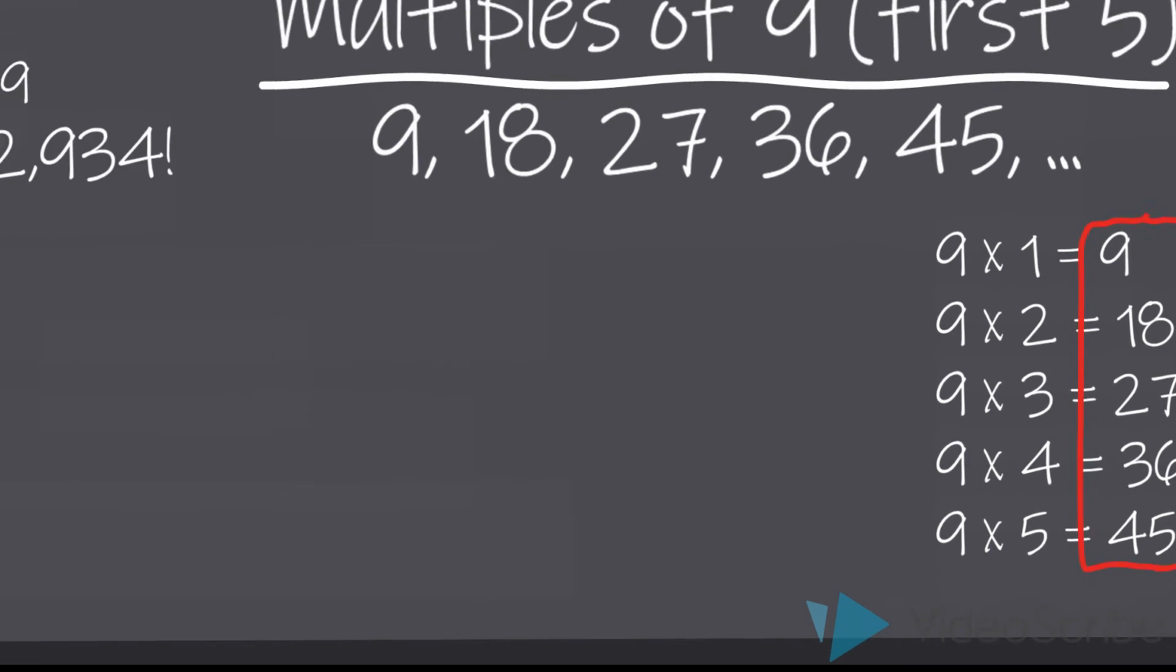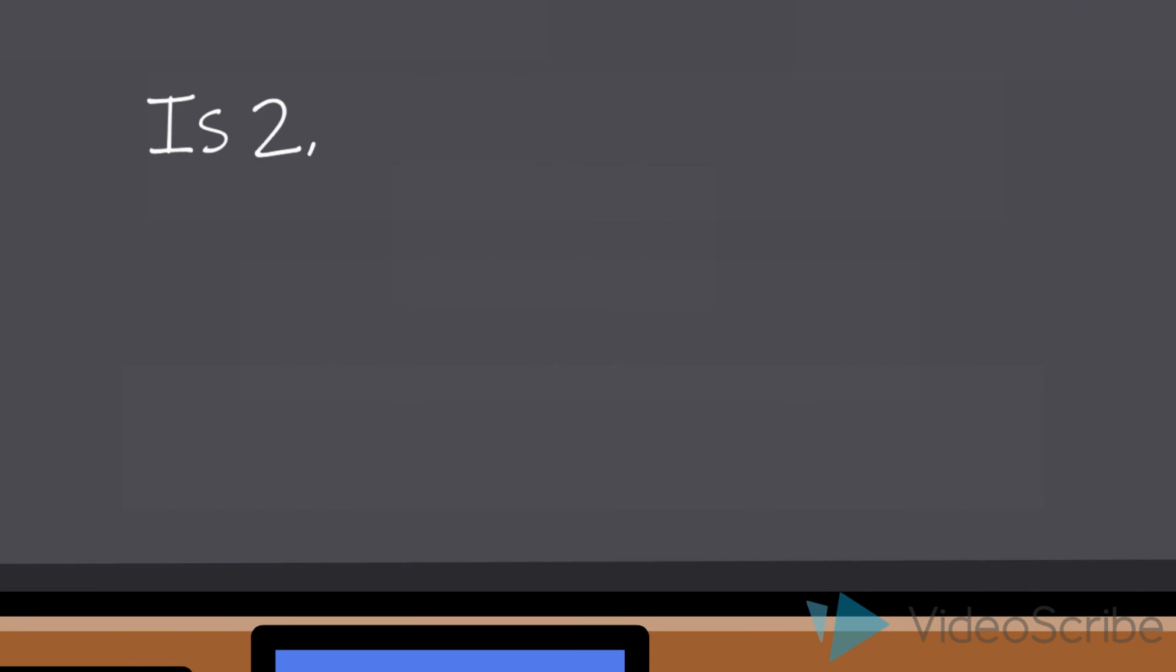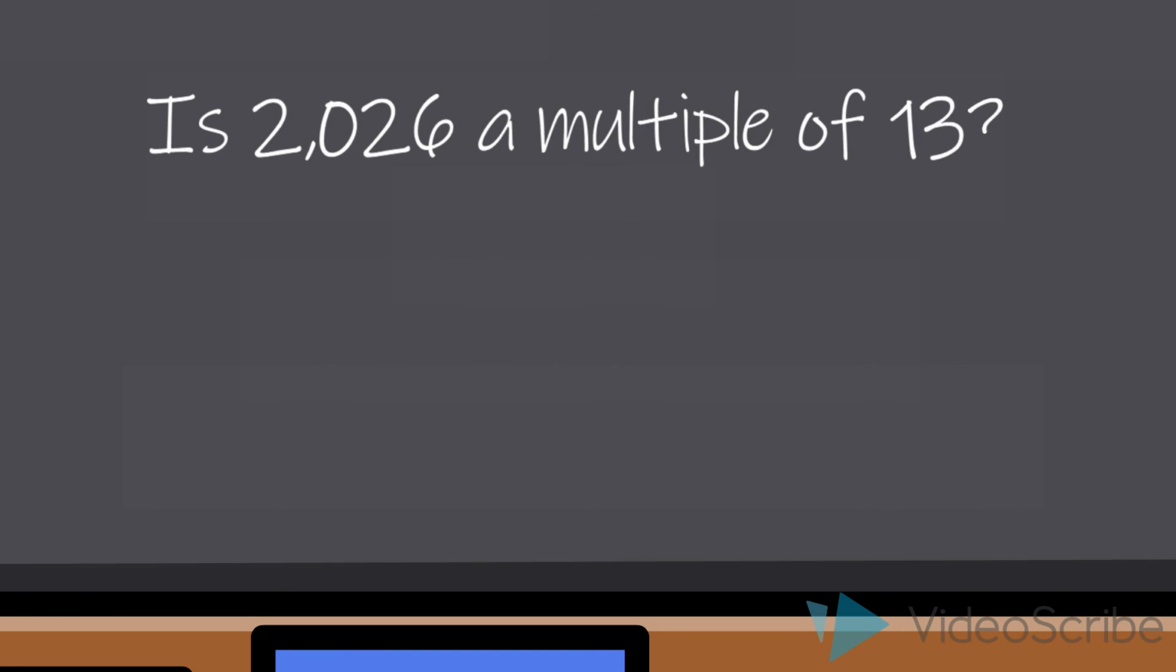Let's use that to figure out if 2026 is a multiple of the number 13. To do this, we divide 2026 by 13. If we get a whole number, then it's a multiple. If it's a decimal number, then it's not a multiple.